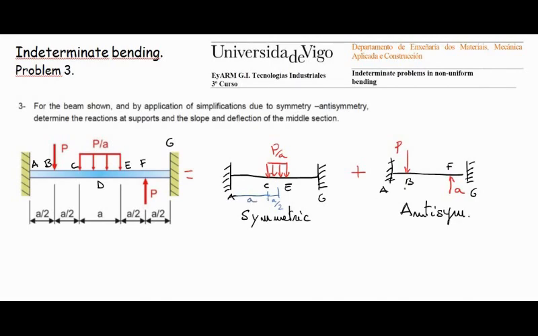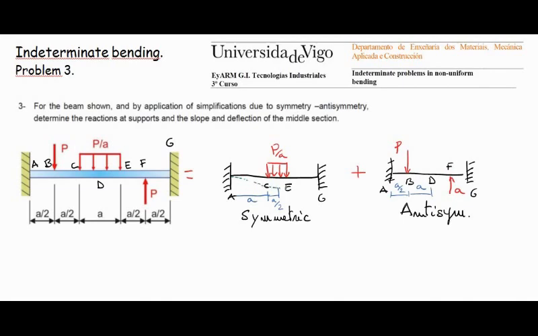In the antisymmetric case, the force P is located at a distance A divided by 2 from the fixed support, and the cross-section D is at A from cross-section B. So first of all, we solve the symmetric case, and then we solve the antisymmetric case with the simplifications we have, and after that we put everything together.